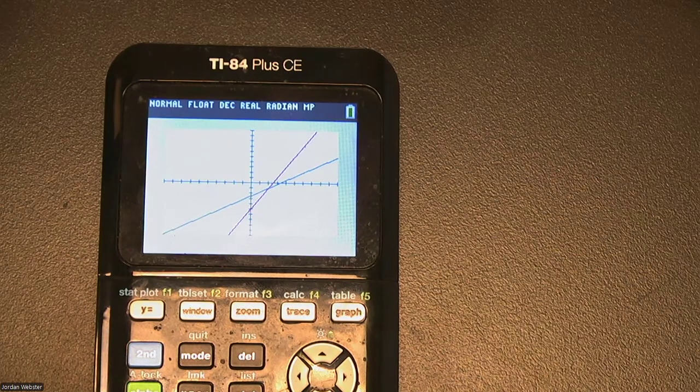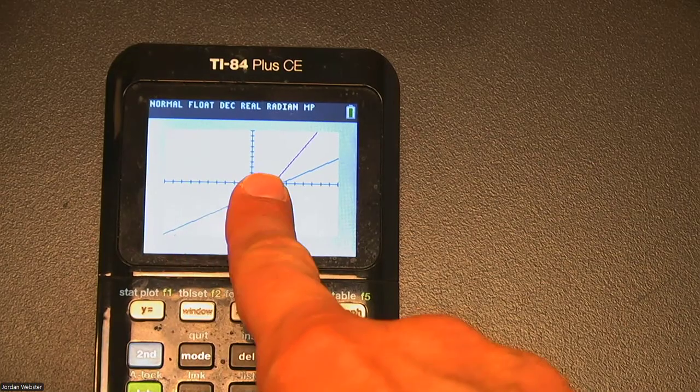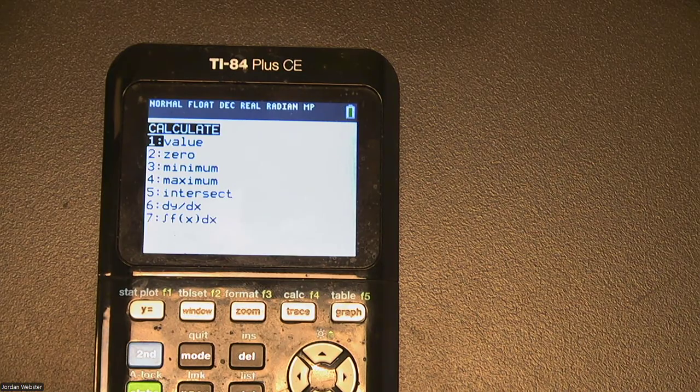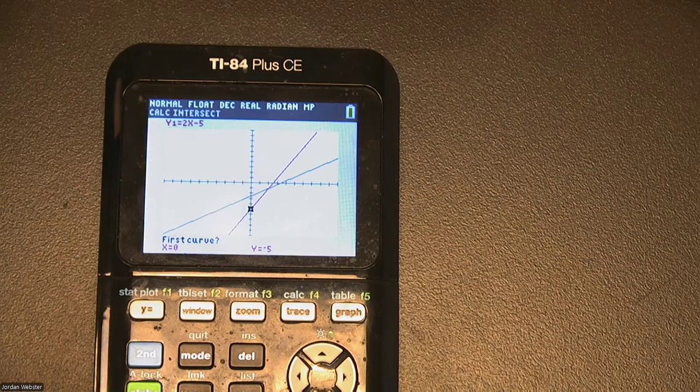I can see that pretty easily. Sometimes it's kind of hard to see where that's at. If it's hard to see, just go into the calculate menu on the graphing calculator, and if you scroll down to number 5, you can find an intersection point. You just highlight the first curve you're given. First curve I'm given is this red line. Second curve, I'm going to choose the blue line.